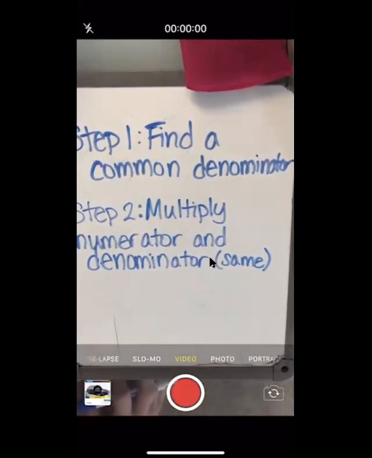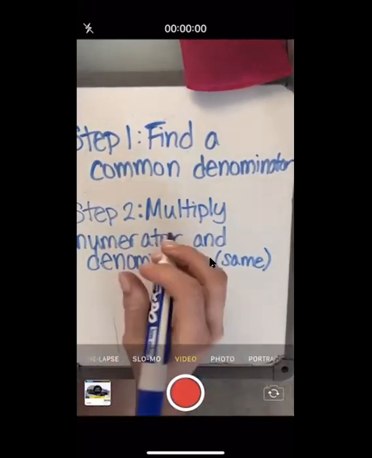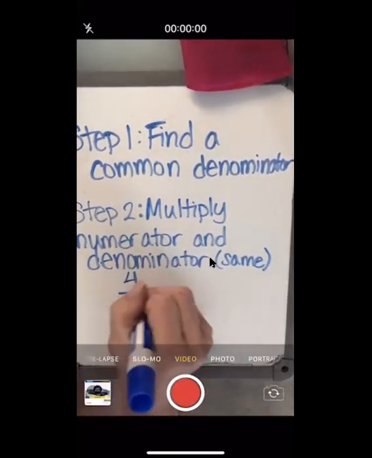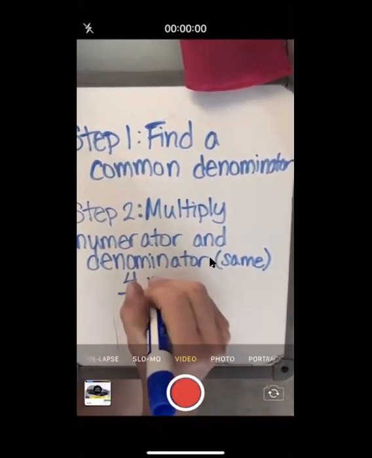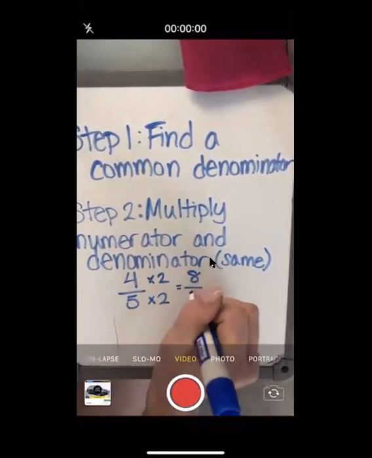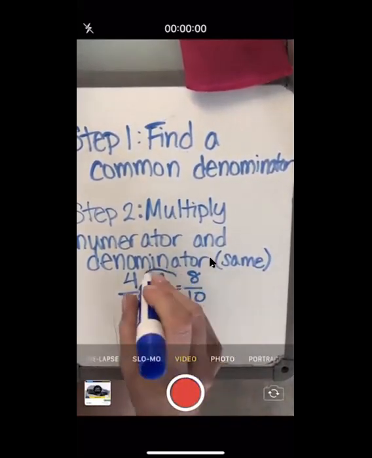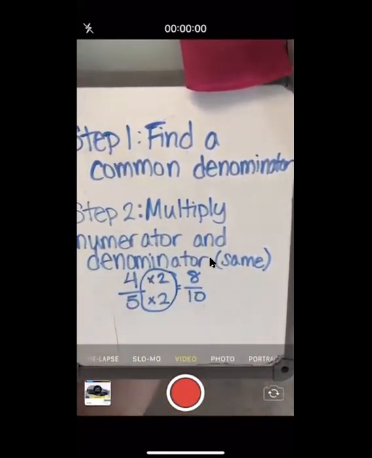Whatever you do to the top, you have to do to the bottom. So if you want to write a little note for yourself, do something like this. Maybe you kind of circle this for yourself so that way you know I have to multiply them to keep them the same. I think that's where some of us were messing up, is we were multiplying to find a common denominator, but we weren't multiplying the numerator also. Got to make sure we multiply both, okay?